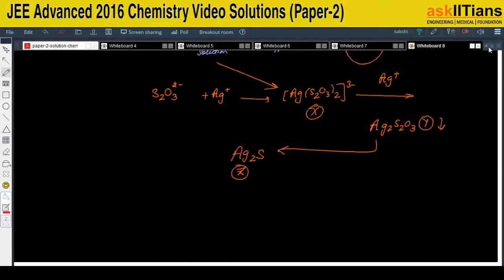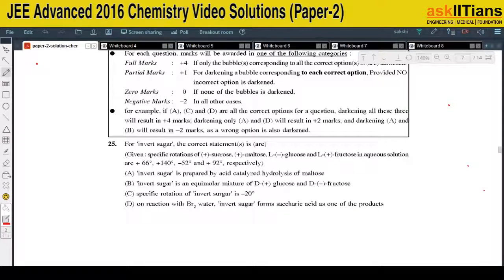So let me continue with this. Let me first read out the options for you. Option A says that invert sugar is prepared by acid catalyzed hydrolysis of maltose. B: invert sugar is an equimolar mixture of D plus glucose and D minus fructose. Statement C is specific rotation of invert sugar is minus 20, and option D says on reaction with bromine water, invert sugar forms saccharic acid as one of the products.